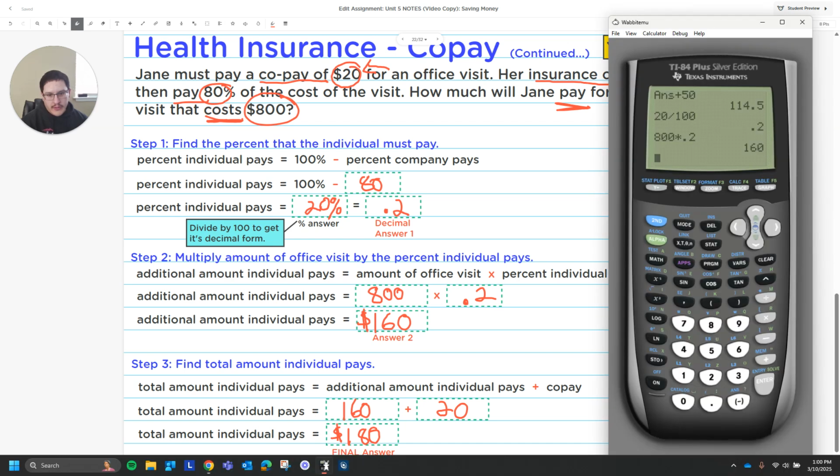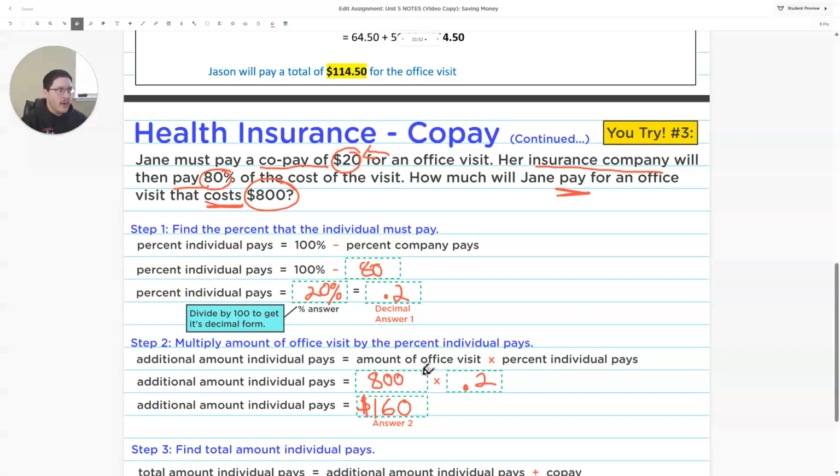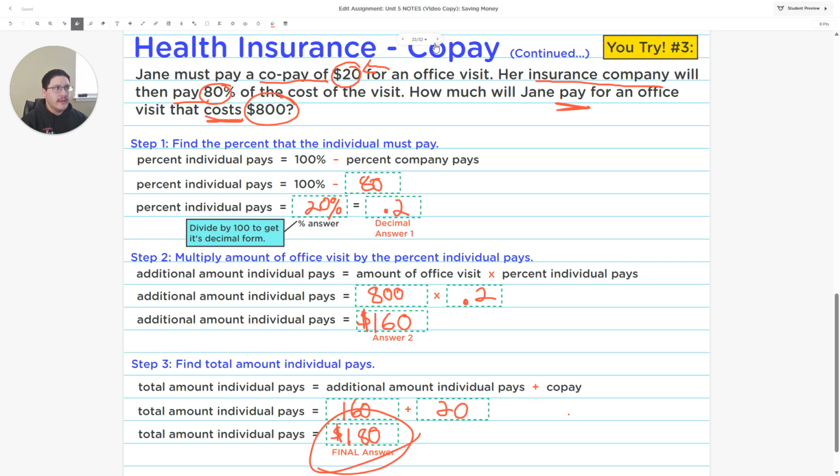Now I'm going to show you on the calculator just in case. I'm going to add 20 to it, and what she has to pay for that visit is $180. And that's it. That's the final answer for you try number 3.